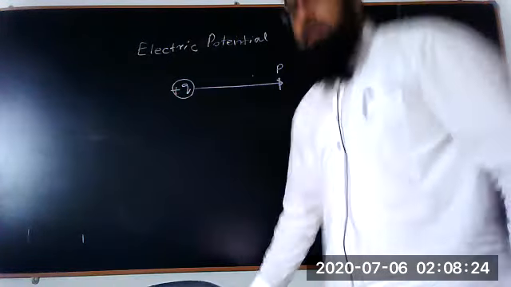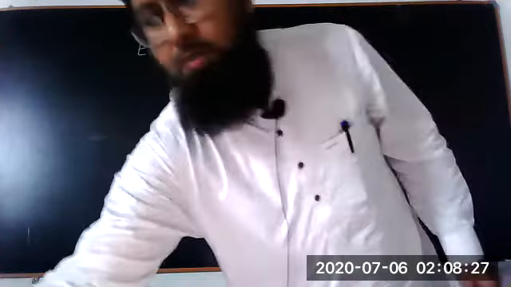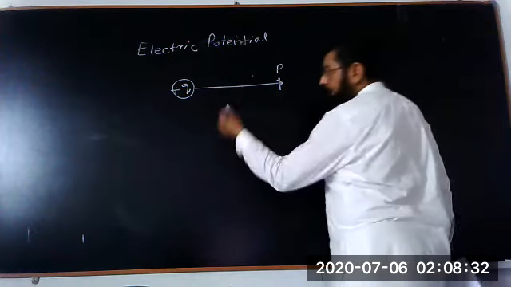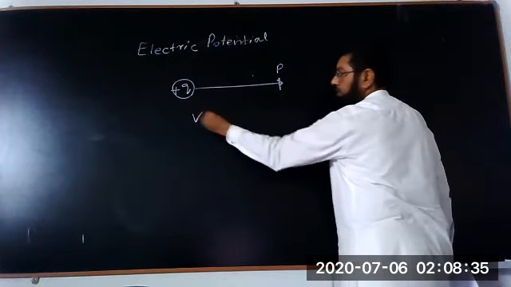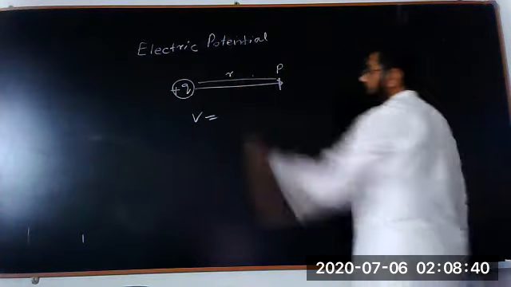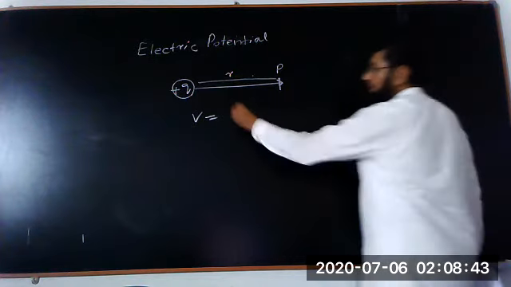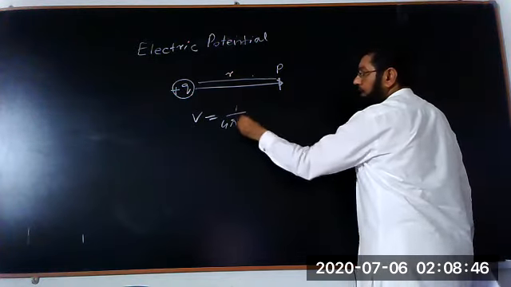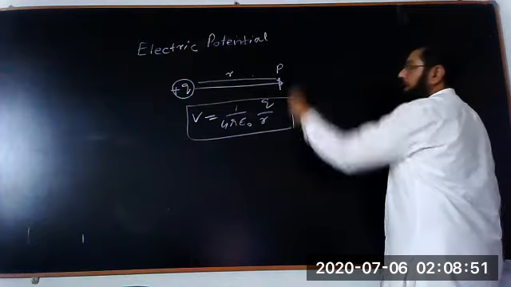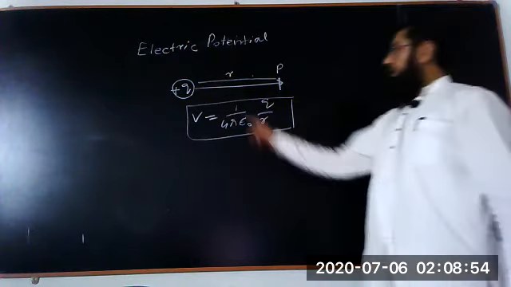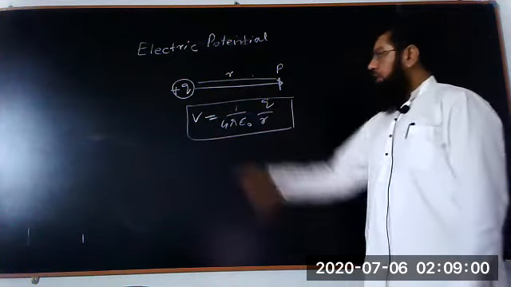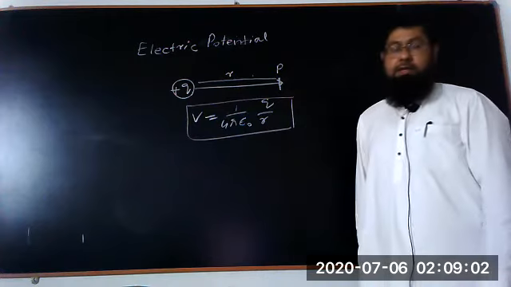So now we are discussing the electrical potential. The electrical potential is simply defined as the work done per unit charge. We calculated in the last lecture that the potential V due to a point charge Q at a distance R is equal to 1 upon 4 pi epsilon naught Q upon R. This is the electrical potential at a point P. This potential is a scalar quantity, so it has no direction, only magnitude. So this is the electrical potential at a point P.